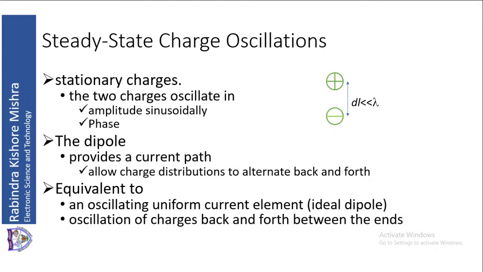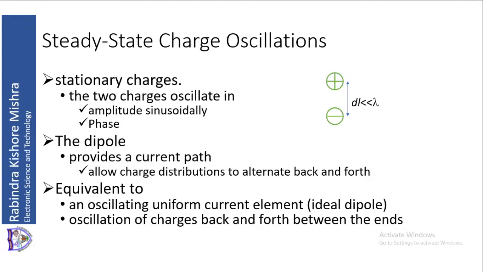So this whole phenomenon, the positive charge going to the negative charge and coming back, the back and forth motion of the charges, is equivalent to an oscillating uniform current, which is called an ideal dipole, an electric dipole. Not a static dipole, this is an ideal electric dipole in the sense of antenna. The oscillation of charges back and forth occurs between the two ends where the charges are initially located. So this is equivalent to this.